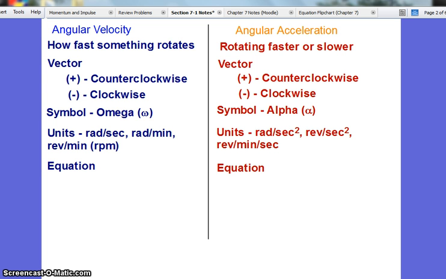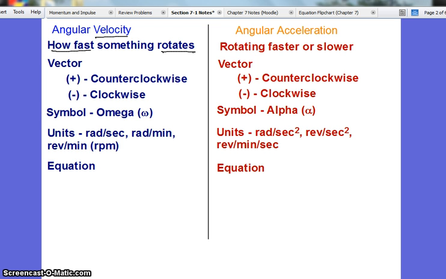Now we're talking about angular velocity, which is still how fast. Velocity is still how fast, but now it's how fast something is rotating. That's the only difference. So these ideas are the same. Nothing is new. We're still talking about how fast, how far, speeding up, slowing down. We're just now applying it to rotation.